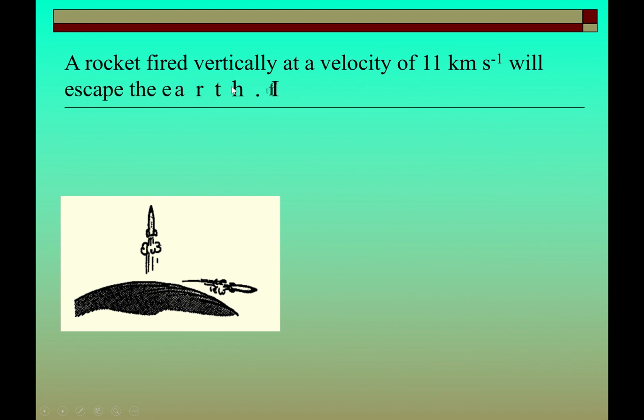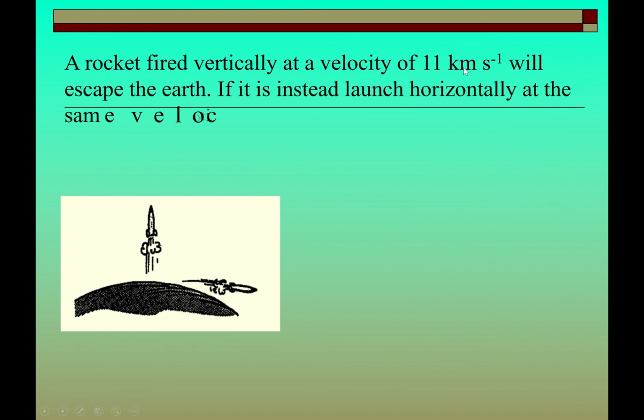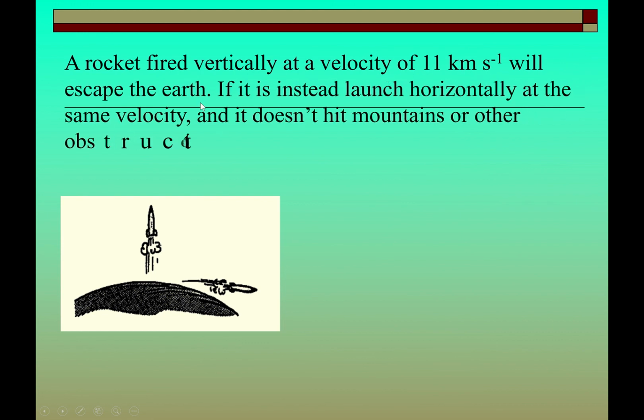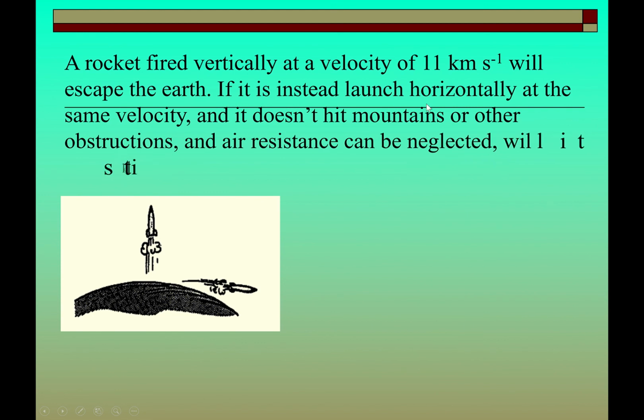A rocket fired vertically at a velocity of 11 km per second will escape the Earth. If it is instead launched horizontally at the same velocity, and it doesn't hit mountains or other obstructions and air resistance can be neglected, will it still escape the Earth? Refer to the diagram here. One rocket is launched vertically and another rocket is launched horizontally. So, will the rocket still escape the Earth?